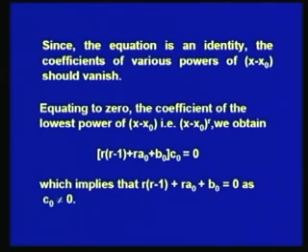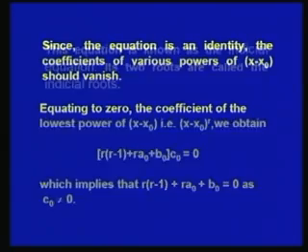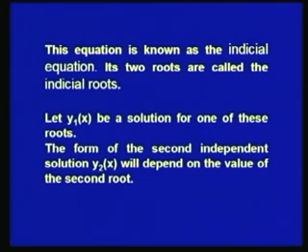So let us equate the coefficient of (x minus x naught) to the power r equal to 0. We will obtain r(r minus 1) plus r a naught plus b naught, into c naught, equal to 0, which implies that r(r minus 1) plus r a naught plus b naught is equal to 0, as c naught is not equal to 0. This equation is known as the indicial equation, and its two roots are called the indicial roots.